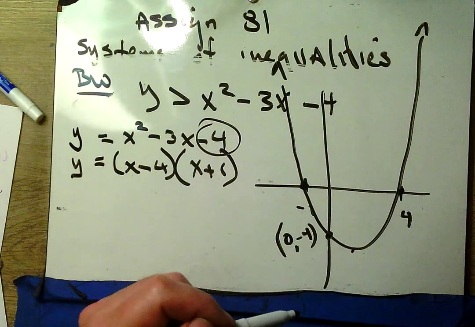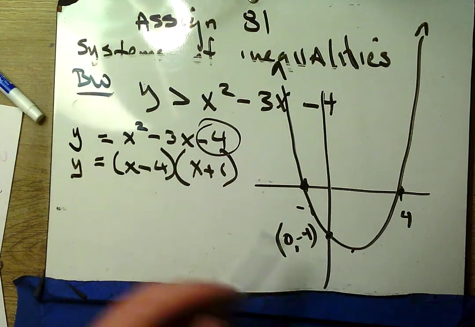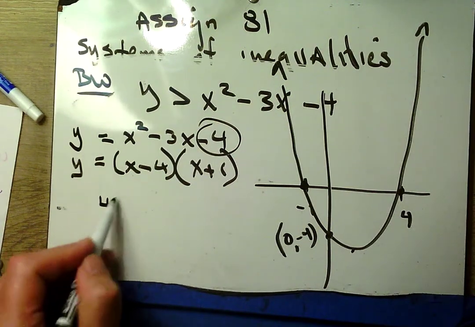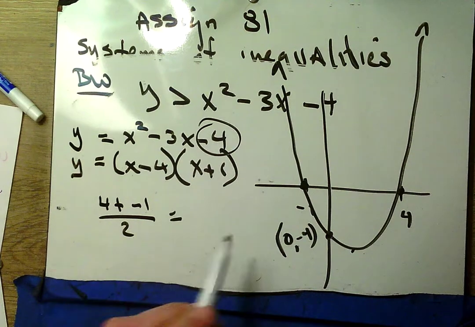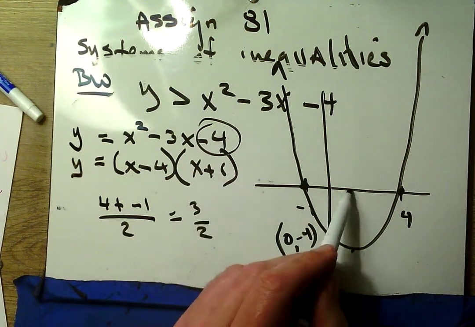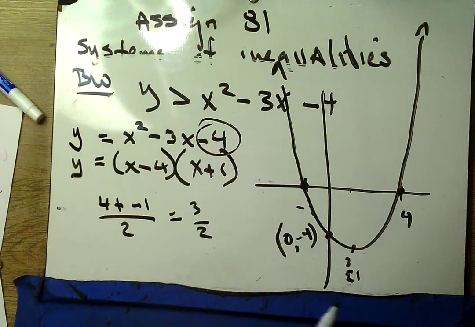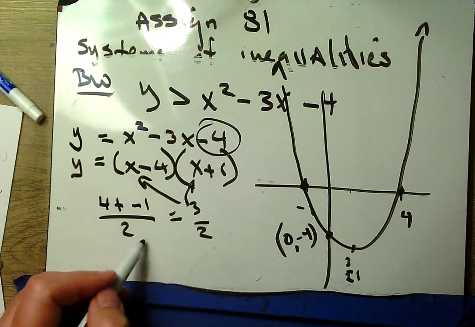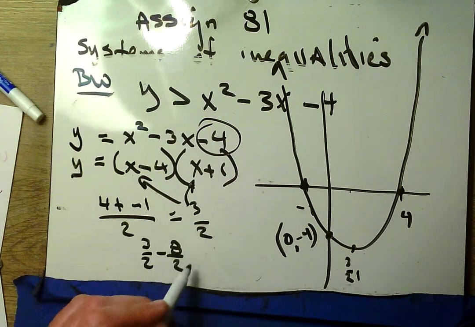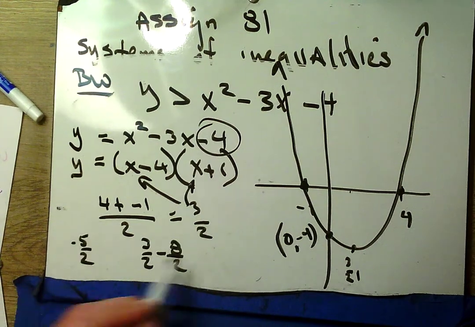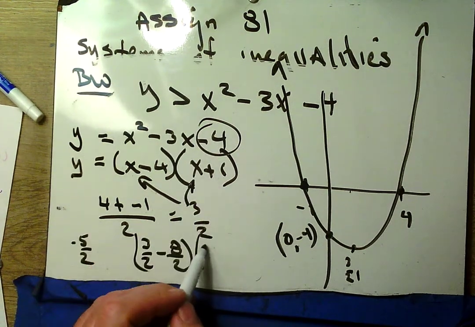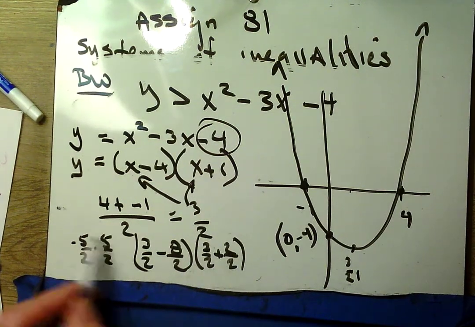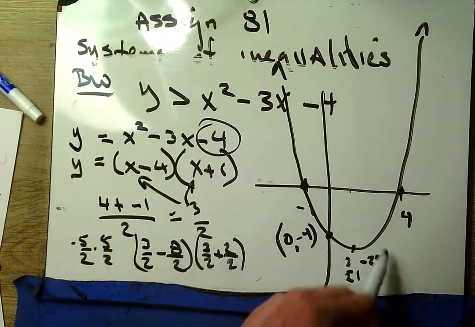I just need you to graph the parabola with 3 points on it by going halfway in between the x-intercepts. So 4 plus negative 1 divided by 2. That's going to be 3 halves. So we know the x value here is 3 halves. And if we want to know the y value, we take this 3 halves and plug it into each of those places. 3 halves minus 8 halves, that's going to be negative 5 halves. And 3 halves plus 2 halves, that's going to be positive 5 halves. And so I end up with negative 25 fourths.